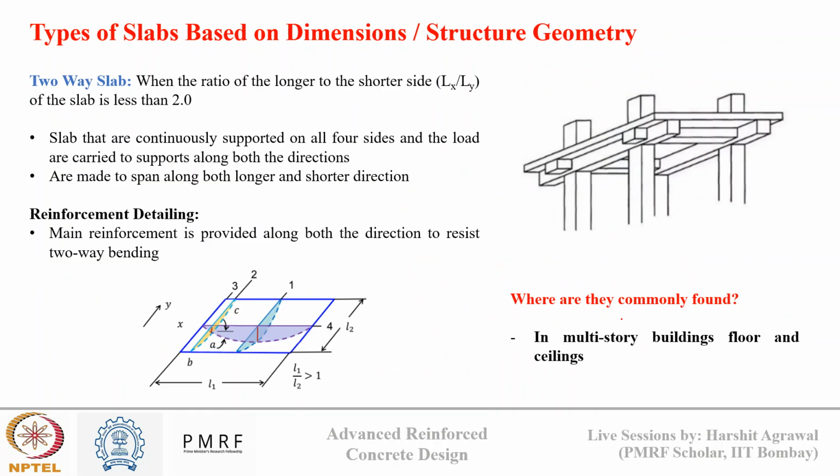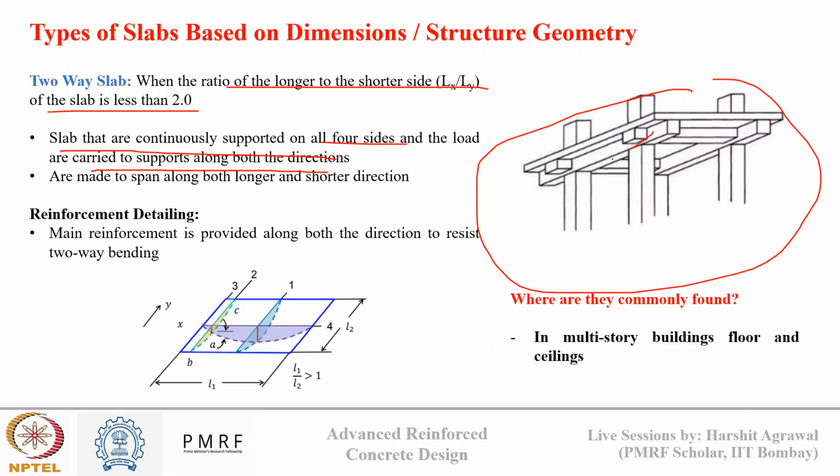Now for two-way slab, the IS code says that when the ratio of longer to shorter length is less than 2, then we say it is a two-way slab. So what are the key features of a two-way slab? We can see these slabs are continuously supported on all four sides, and loads are carried to the supports along both the directions. So you can see in this diagram.